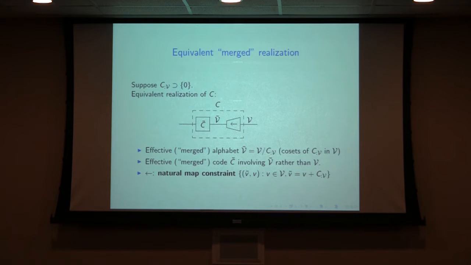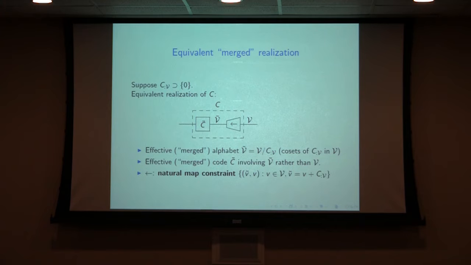All right, so let me go through a couple of steps like I went through with trimness. Suppose it's not proper. That means the cross-section of C at some variable V is not trivial. Then I decompose C into the following equivalent realization. I decompose it into V hat, where V hat is the cosets of the cross-section in V. So this is a quotient group.